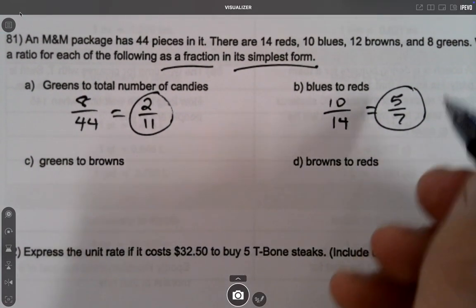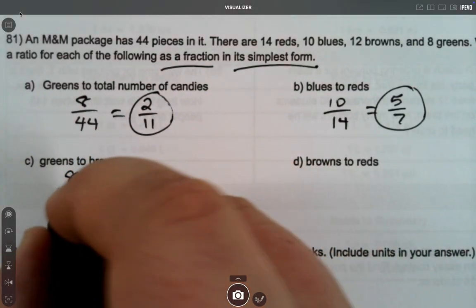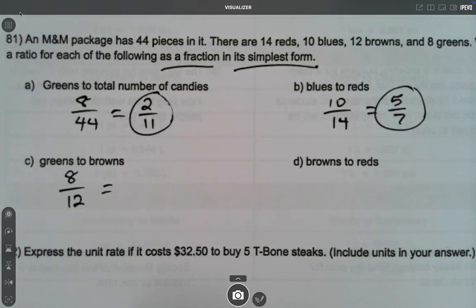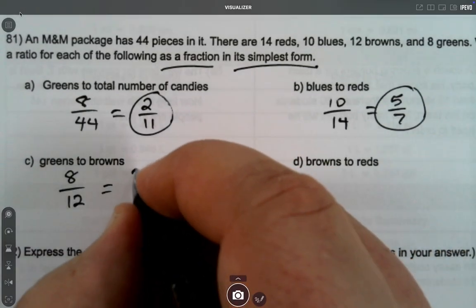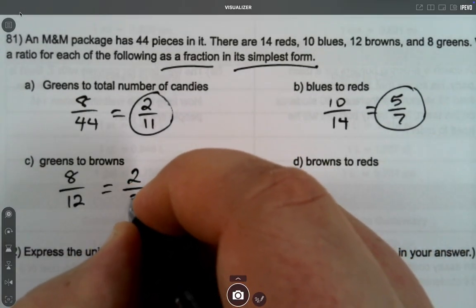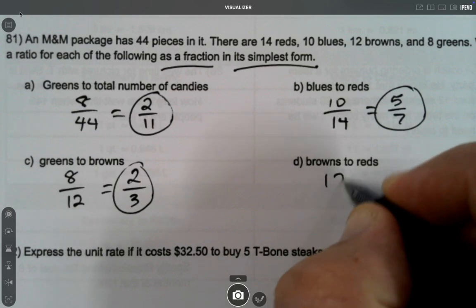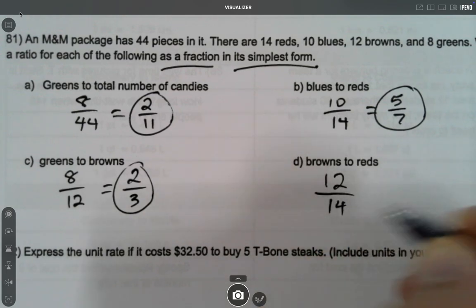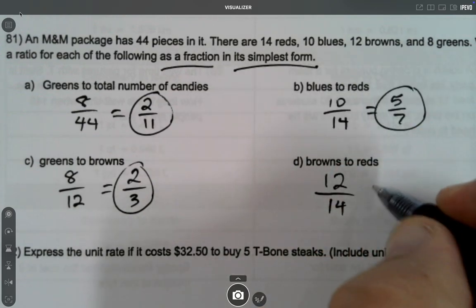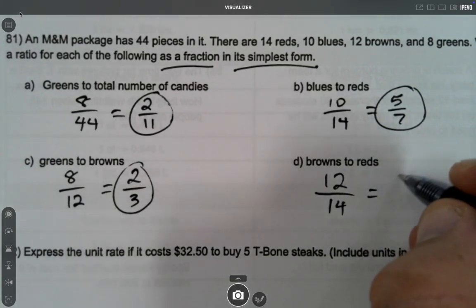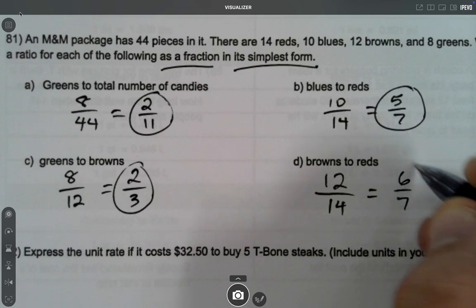Okay, greens to browns. Greens, there are 8. Browns, there are 12. Those are both divisible by 4. 8 divided by 4 is 2. 12 divided by 4 is 3. And finally, browns to reds. So we got 12 browns, 14 reds. Those are both even. 2 is the only thing they have in common. So we divide 12 by 2 and divide 14 by 2.